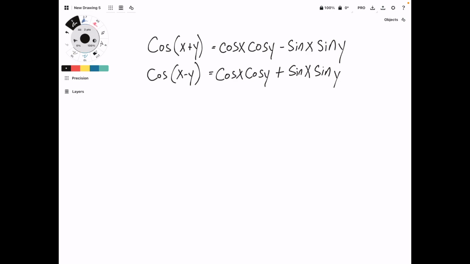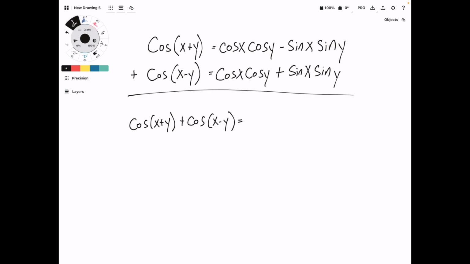The product to sum formulas are derived from the addition and subtraction formulas for cosine and sine. Depending on which formulas you combine here, you'll get one of the 4 equations that we got above. In this case, I'm going to take the addition and subtraction formulas for cosine, and I'm going to add them. When we do this, we're going to get cosine of x plus y plus cosine of x minus y equals 2 cosine of x cosine of y, and these components are going to cancel out.